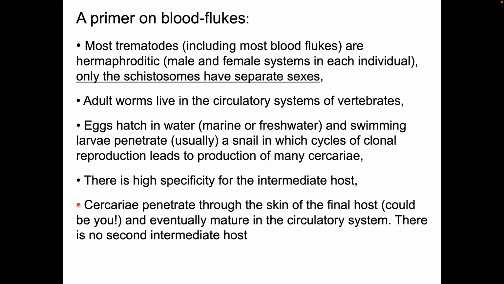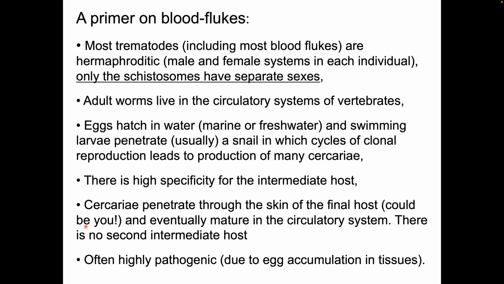Cercaria penetrate through the skin of the final host. There's no second intermediate host in the blood flukes. Cercaria come out, swim in the water, penetrate you. And the reason for the very pathogenic effects that they have on the host is often due to the accumulation of their eggs in the tissues of the host. The presence of the worms by themselves appears to be less dangerous than the buildup of eggs through time.